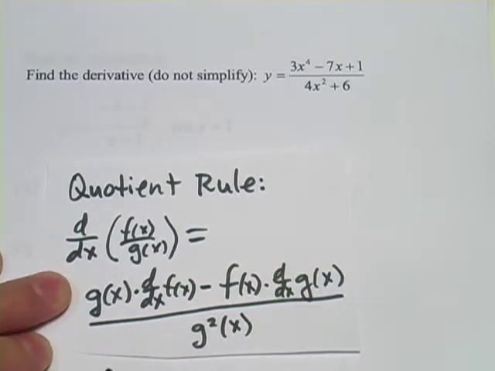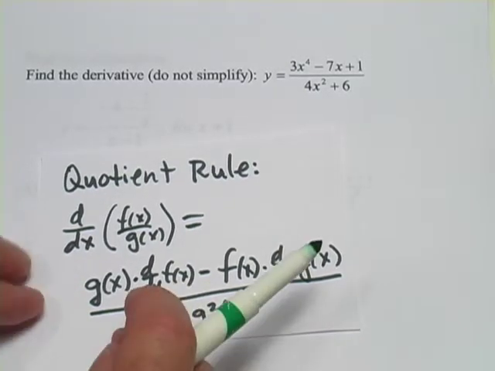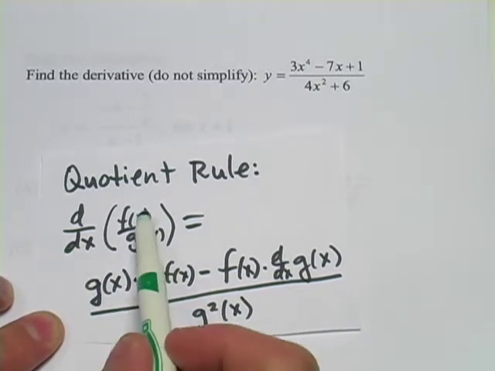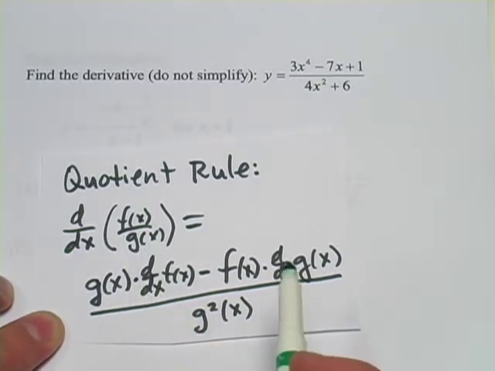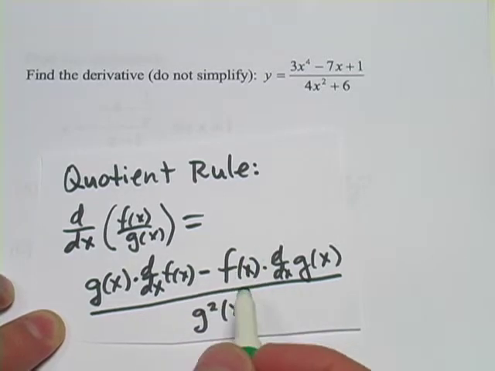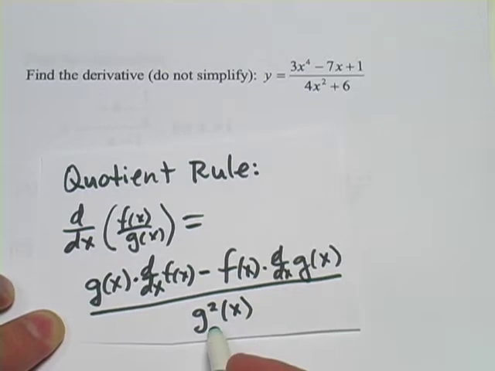What the quotient rule says, and this one's a little bit complex, you might want to jot this down and keep it next to you as you do these problems, but it basically says the derivative of one function divided by another function is the lower function times the derivative of the one on top minus the one on top times the derivative of the one on the bottom, all over the function on the bottom squared.